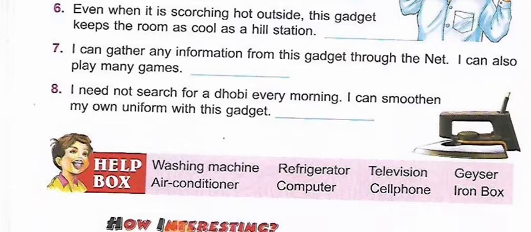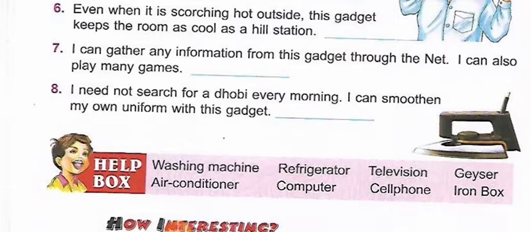Computer. The last one is: I need not search for a dhobi every morning. I can smoothen my own uniform with this gadget. What is the answer? Iron box.